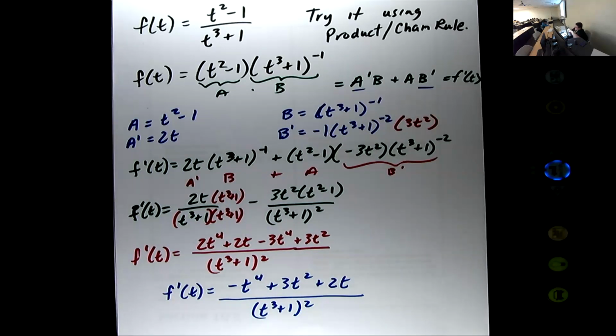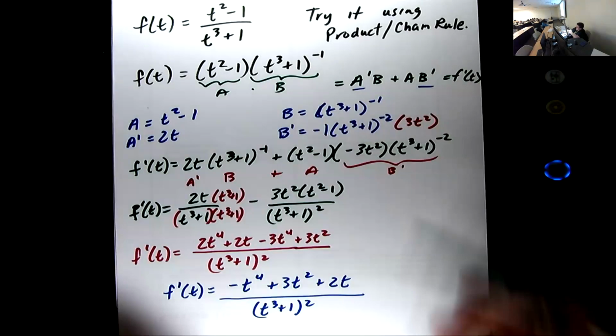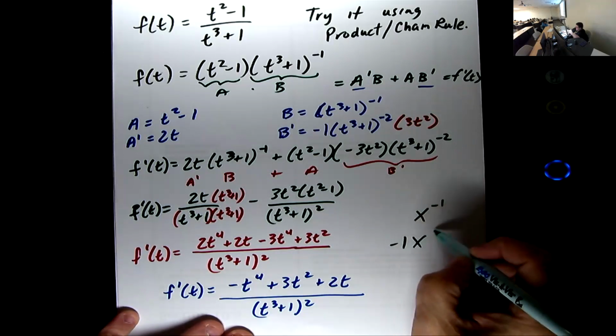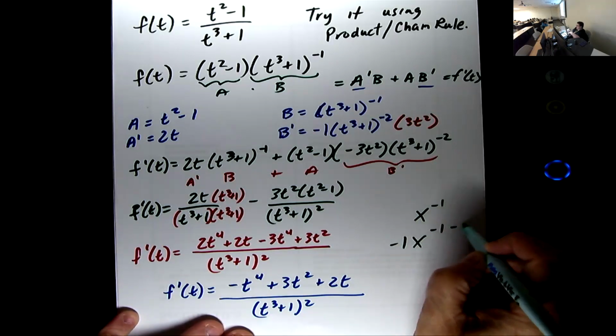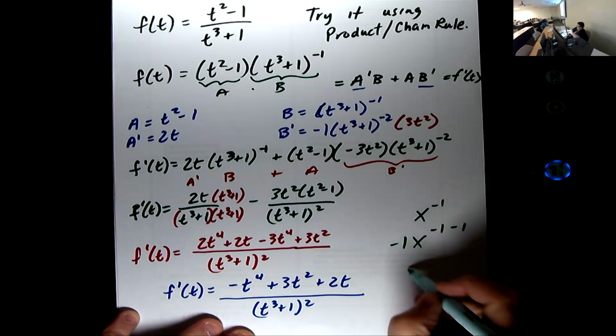So when you take the power down, you've got to lower it by a power. So like x to the minus 1, we bring the power down, and then we do -1 minus 1. So that's where we get the negative x to the -2.